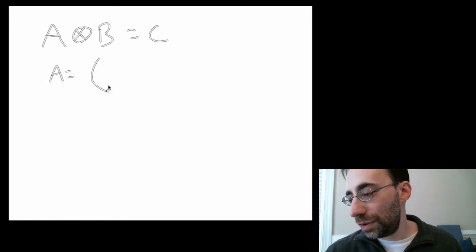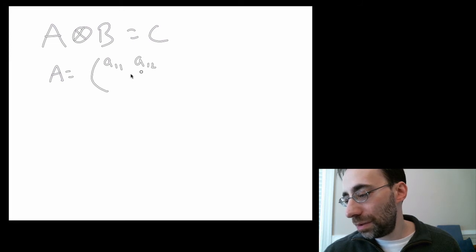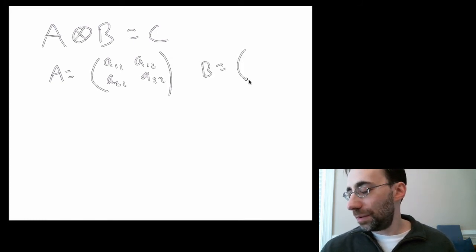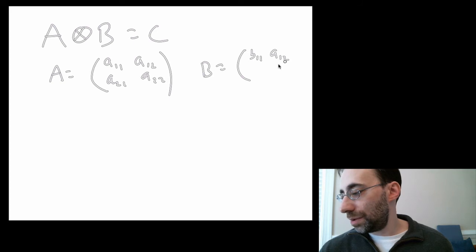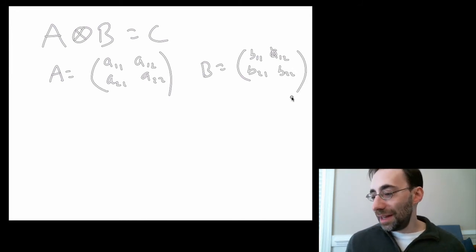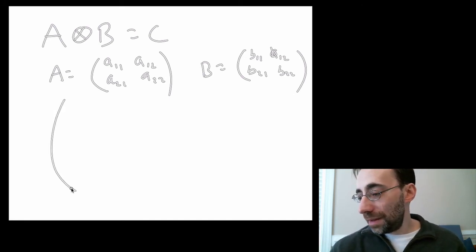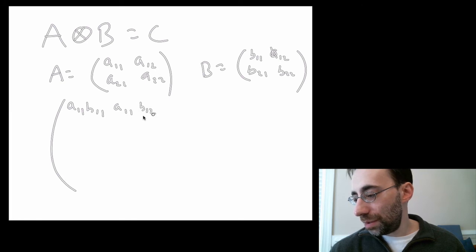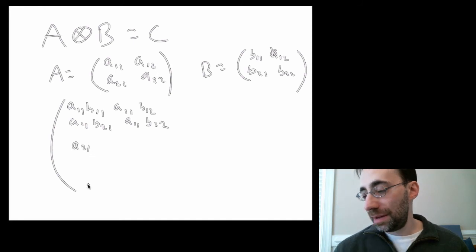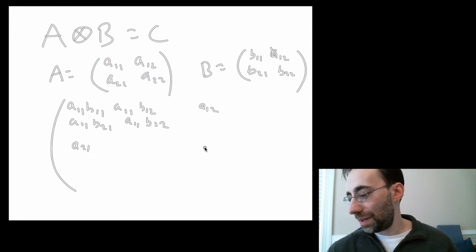Let's say A is some 2 by 2 matrix: A1,1, A1,2, A2,1, A2,2. Let's say B is also 2 by 2 to make this easier: B1,1, B1,2, B2,1, B2,2. A Kronecker product B is going to be a bigger 4 by 4 matrix that consists of A1,1 B1,1, A1,1 B1,2, A1,1 B2,1, A1,1 B2,2, the same thing with A2,1, the same thing with A1,2, and the same thing with A2,2.